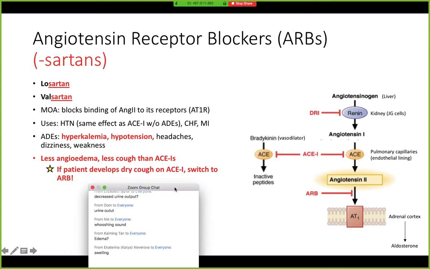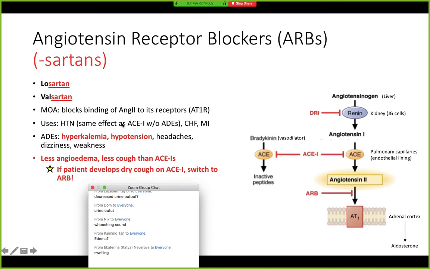So now we'll go over our ARBs, so our angiotensin receptor blockers. And, again, this is just doing exactly what it says. It's preventing angiotensin 2 from binding to its receptor. And these are your sartans. So the two I think you said to know for the exam are losartan and valsartan. And they're used, of course, in the treatment of hypertension.